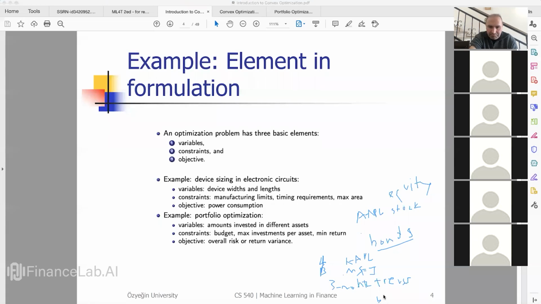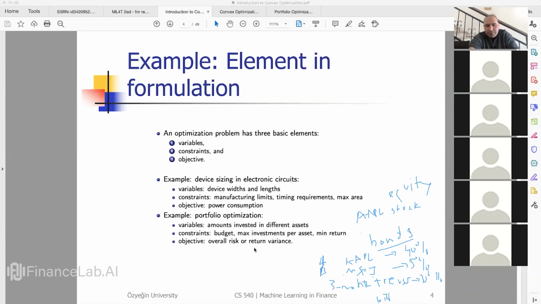So in this case, given these assets and historical correlations, we try to allocate certain amounts. For instance, we want to say Apple is like 40%, Microsoft is like, I want to invest 30% of my money in the Microsoft bond, and 30% in the 3-month treasury bill. So we are interested in finding such allocations or such a percentage of weights, and it will correspond to the amounts.